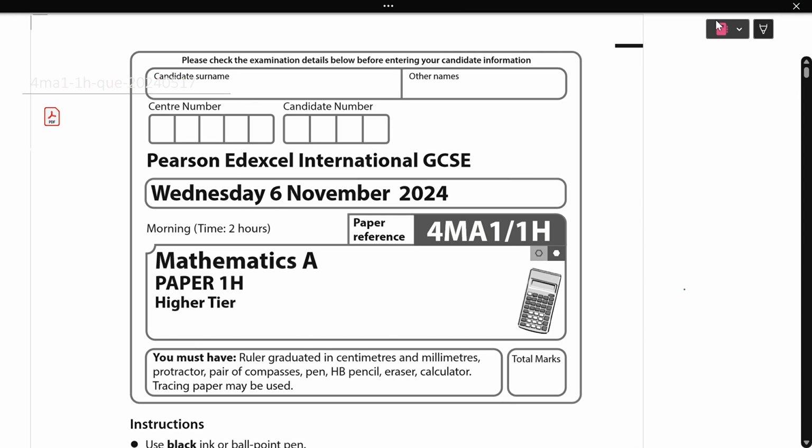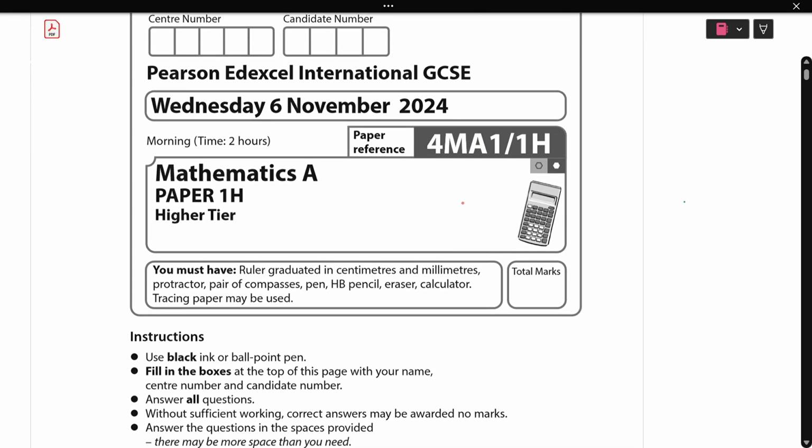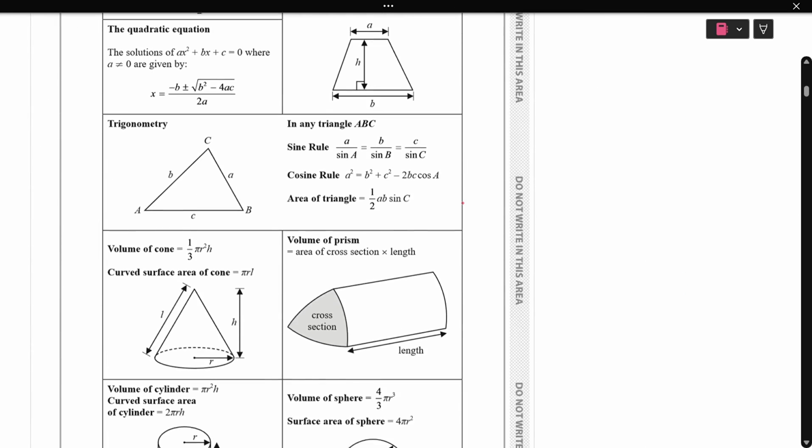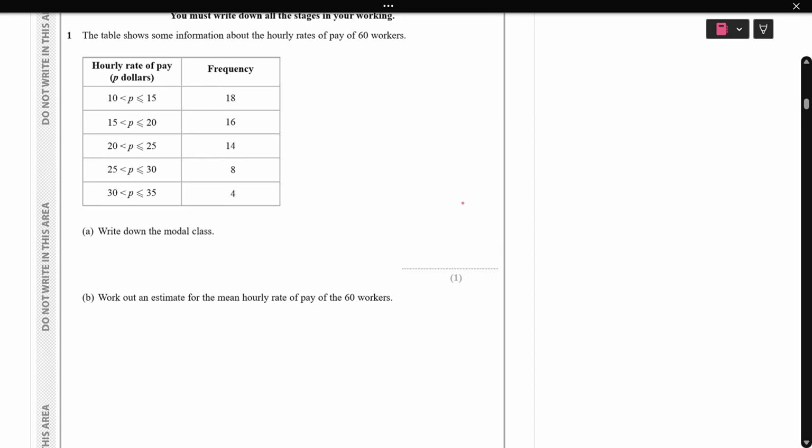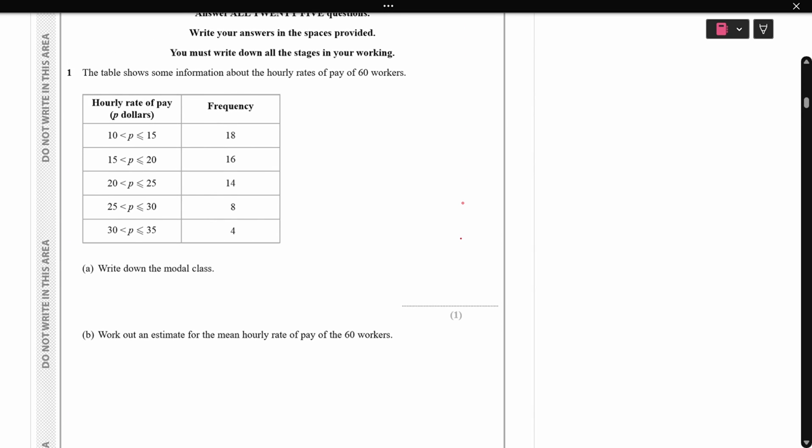Yeah, this is for the Maths 1H paper, November 2024 paper we are going to do. So the first question: the table shows some information about the hourly rate of pay of 60 workers. First question, the modal class. The most repeated frequency gives the modal class. So here is the modal class, this is the class. So we take 10 less than P less than or equal to 15.